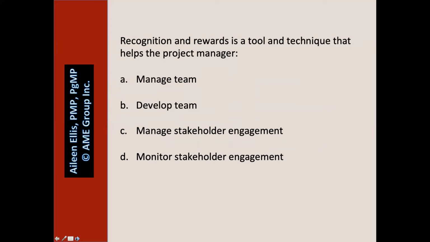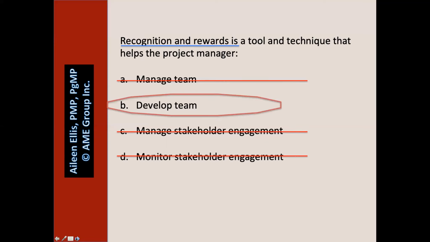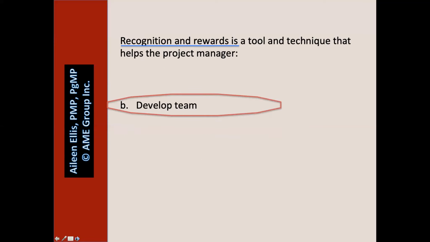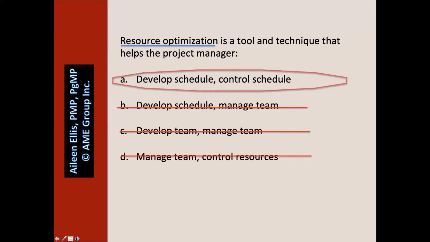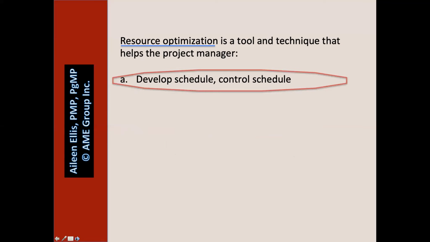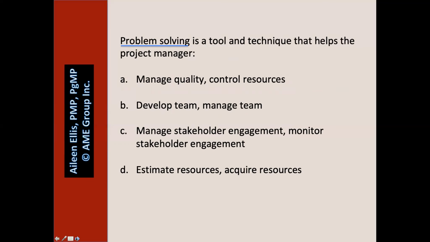Recognition and rewards is a tool and technique that helps the project manager. Recognition and rewards help us develop the team. Resource optimization is a tool and technique that helps the project manager. So can you name 2 ways to optimize resources? Resource leveling, resource smoothing. So resource optimization is a tool and technique of develop schedule and control schedule. I think this one is a hard one.